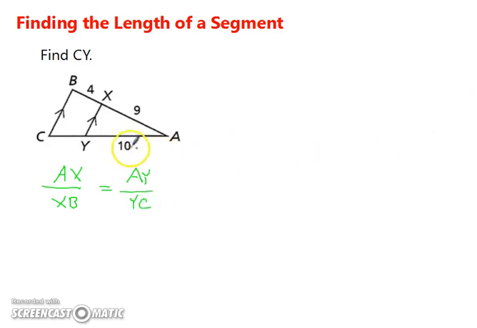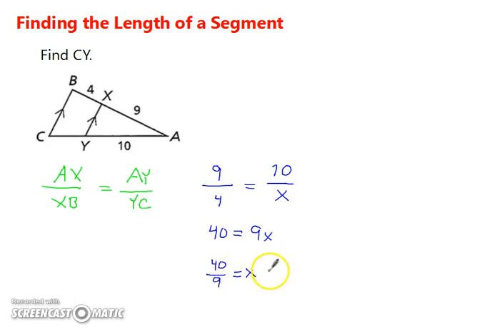So now we can just substitute the pieces in that we know. AX is 9, XB is 4, AY is 10, and we don't know what YC is. So that's our unknown. Then we can cross multiply. So 4 times 10 is 40, and then we have simply 9x. To solve, we divide both sides by 9. So you would have 40/9 equals x, or you can write this as 4 and 4/9.